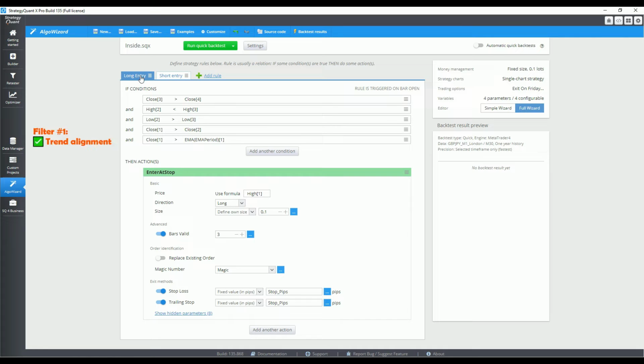The first is a long-term trend filter. To trade in the direction of the long-term trend, I will only go long when prices close above the 100-period EMA. Conversely, shorts will require the close to be below the 100-period EMA.